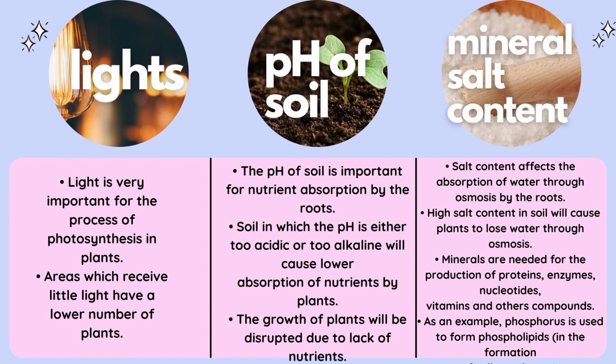The next factor is mineral salt content. Salt content affects the absorption of water through osmosis by the roots. High salt content in soil will cause plants to lose water through osmosis. Minerals are needed for the production of proteins, enzymes, nucleotides, vitamins, and other compounds. As an example, phosphorus is used to form phospholipids.